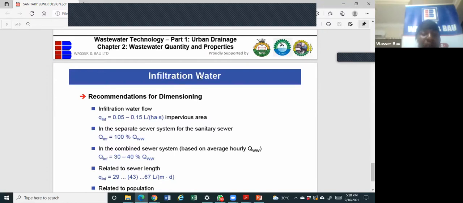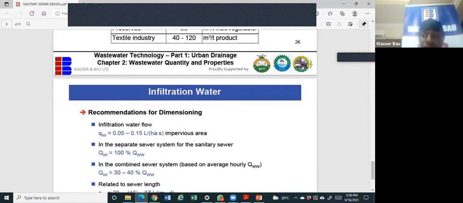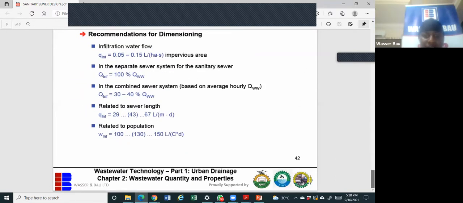Then for infiltration water, what is infiltration water? This infiltration water is like a safety factor. We expect that outside the wastewater we're generating from our homes, from our houses, there could be other wastewater that can come into our waste systems. So you have to factor them in. Okay. So that is that.